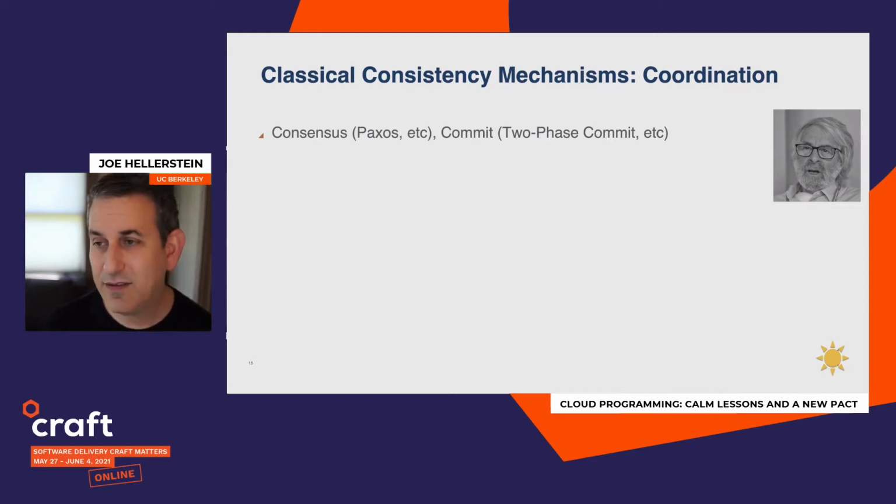Okay, and the classical mechanisms introduced by people like Lamport, or the two-phase commit protocols that come out of databases, these are protocols to coordinate multiple distributed computers so that they can agree and move forward on important state decisions. Okay, so Paxos is one, two-phase commit is another.